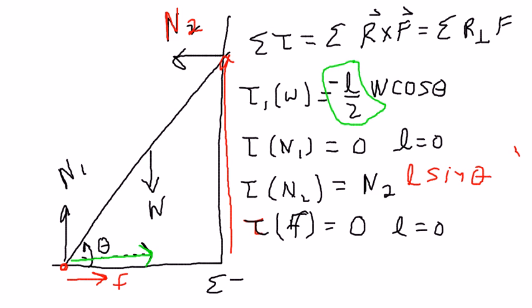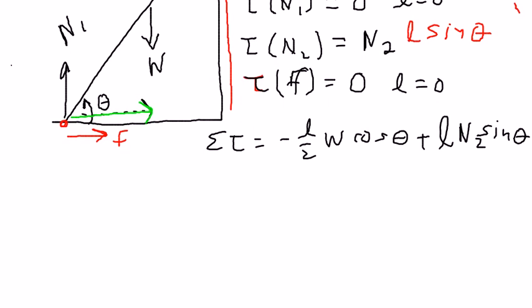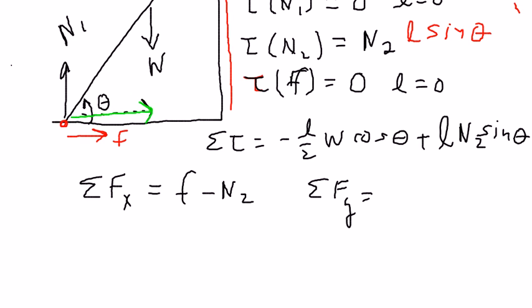And now I can do the sum of the torques, and what I have is minus L over 2 W cosine theta plus L N2 sine theta. And then the other equations I have to write are the sum of the forces in the x direction, which is going to be the force of friction minus N2, and then the sum of the forces in the y direction, which are going to be N1 minus W.